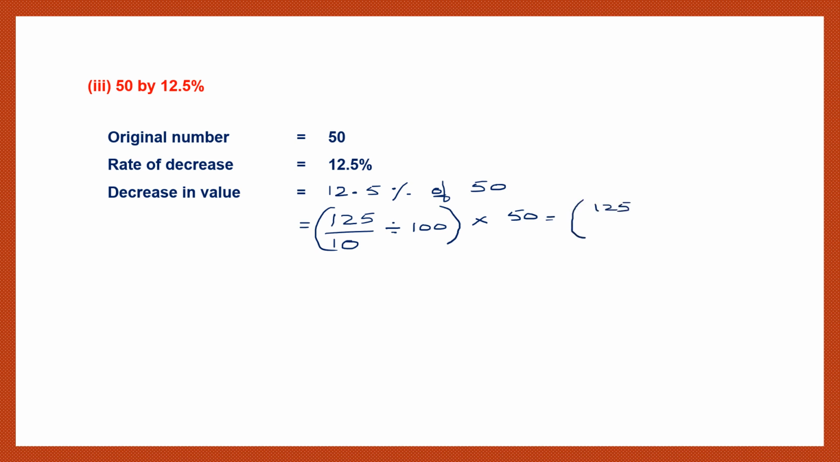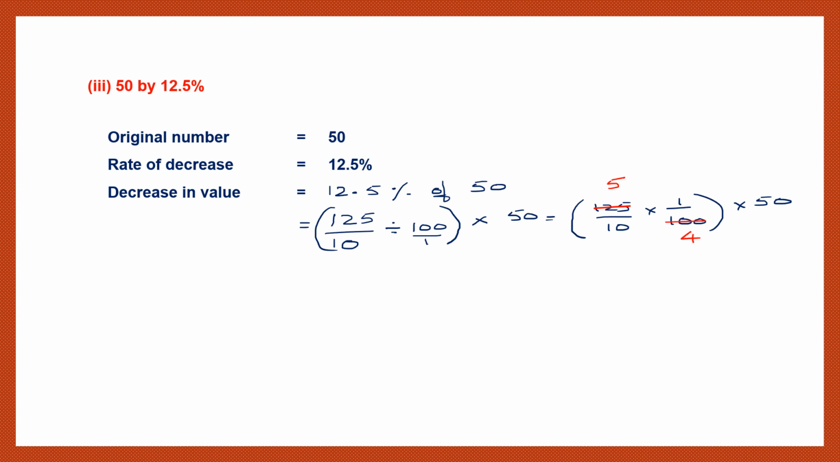So this will be 125 by 10. Division changes to multiplication. 100 by 1 becomes 1 by 100 into 50. So here let's cancel what we can. I can cancel 125 and 10, or 125 and 100. I can cancel both these by 25 itself. 25 fives are 125 and 25 fours are 100. Now there's nothing more to cancel here.